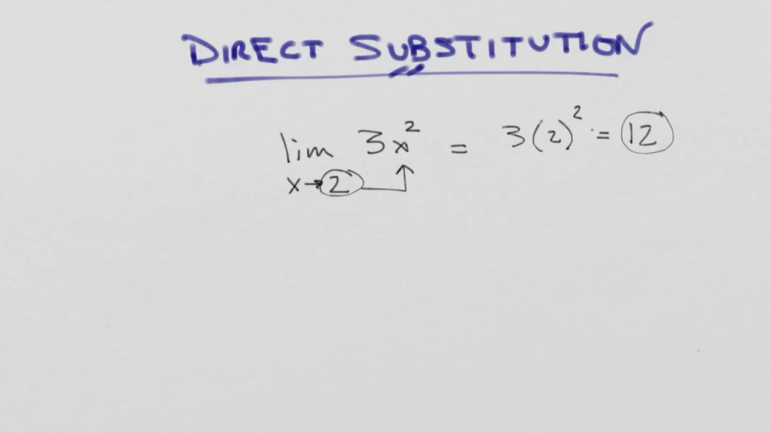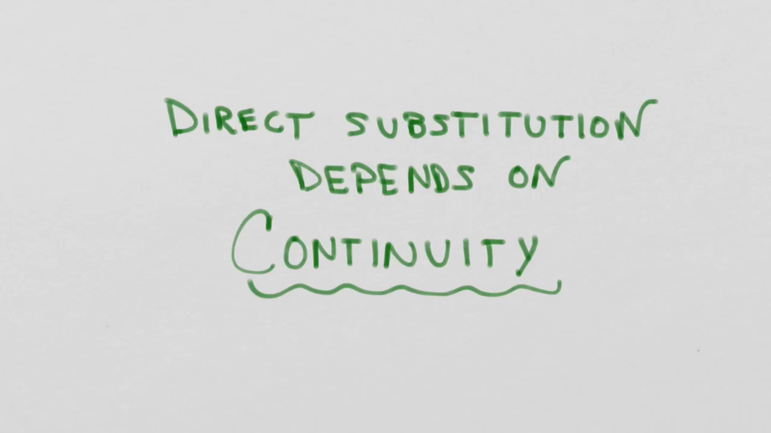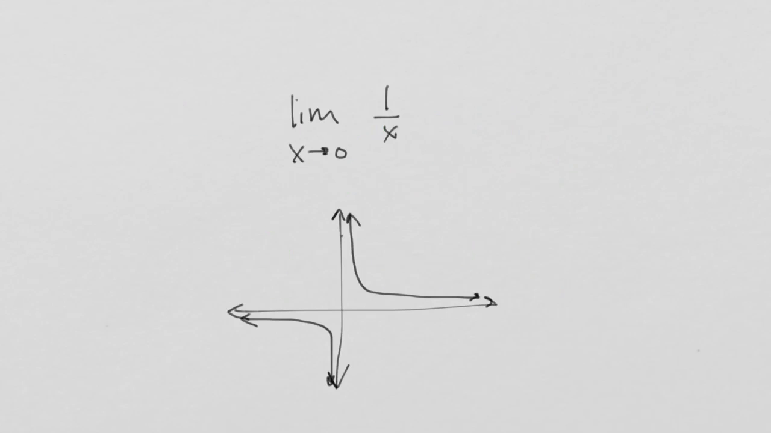which of course is what we got when we approached this thing graphically. The only reason that we could do that on this example is because this function is continuous at this point. Using the method of direct substitution depends on continuity. If a function is not continuous, then we cannot use direct substitution. And this would be an example of that. The function here is 1 over x. I've drawn a nice graph of this.